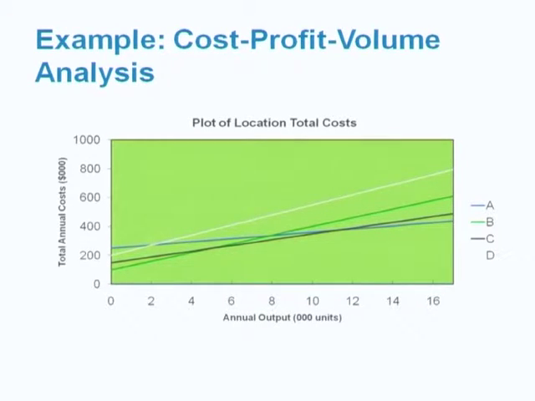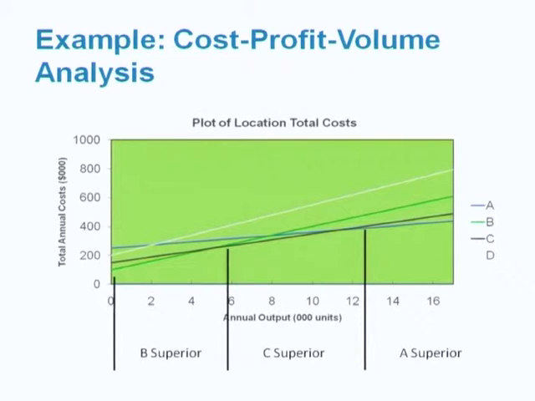In this figure, alternative A is a blue line. Alternative B is a green line. C is a black line. And D is a white line. The last step is to determine which alternative provides the lowest total cost.